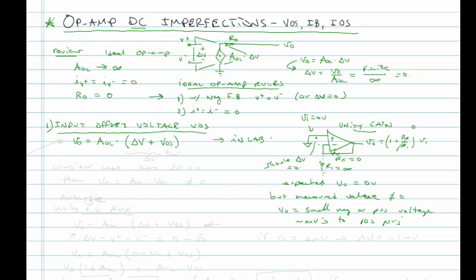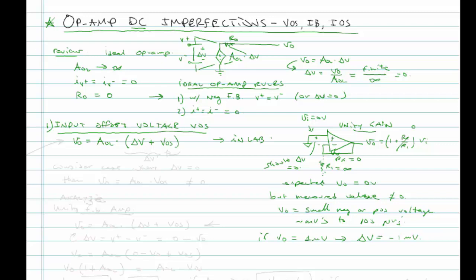But we find that VO is actually not equal to 0. It's equal to something, let's say 1 millivolt. And now we find that delta V is actually equal to minus 1 millivolt. That's weird. So if VO is equal to 1 millivolt, then this would mean that delta V is equal to minus 1 millivolt. Okay, so how do we actually modify our model to capture the fact that we don't actually have a delta V of 0?